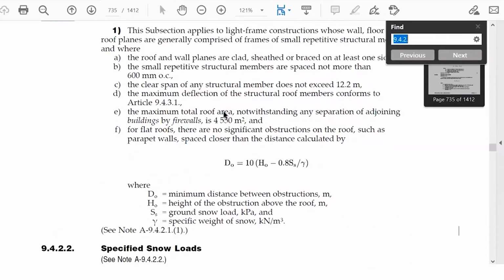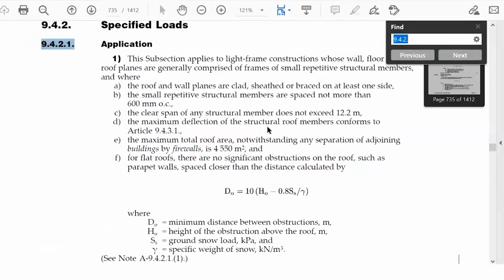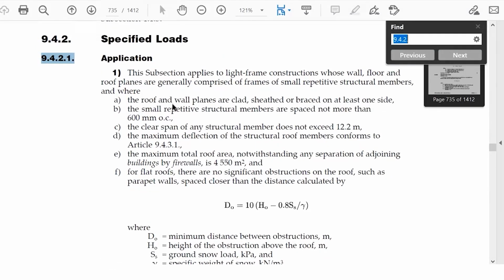Notice the maximum total roof area, notwithstanding any separation of adjoining buildings by firewalls. So if you have adjoining buildings, even those separated by firewalls, you don't want the maximum total roof area of those buildings altogether to exceed 4,550 square meters. The design is for small repetitive structural members that are spaced not more than 600 millimeters on center. So if you're having designs that are more than 600 millimeters on center, definitely you're going into Part 4.